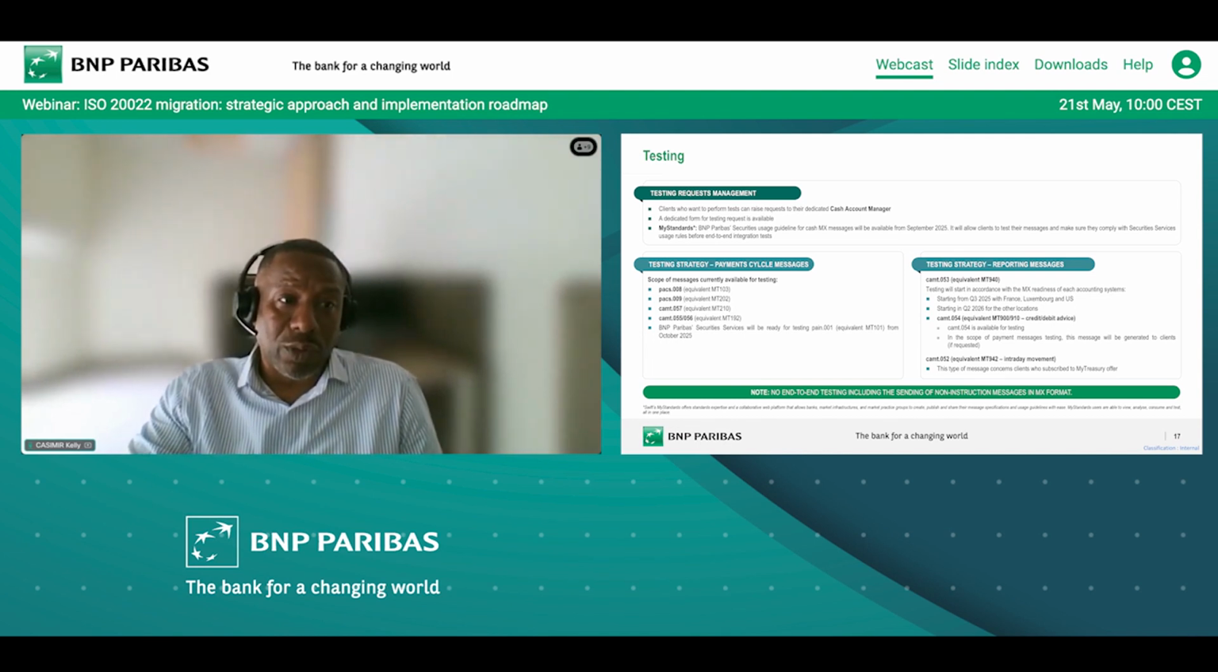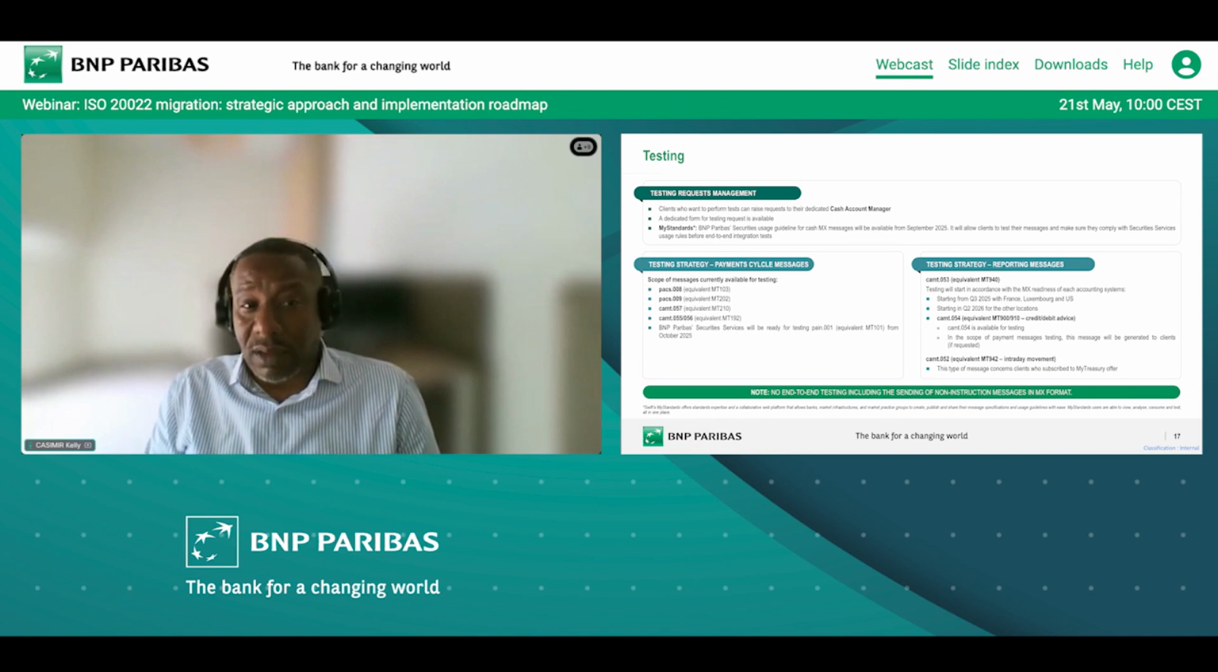For the testing in September 2025, we will promote MyStandard. MyStandard is a SWIFT tool which allows us to publish and share our usage guidelines and our format in terms of SWIFT messages. So it will allow you to test and retrieve our format before going into end-to-end testing with us.